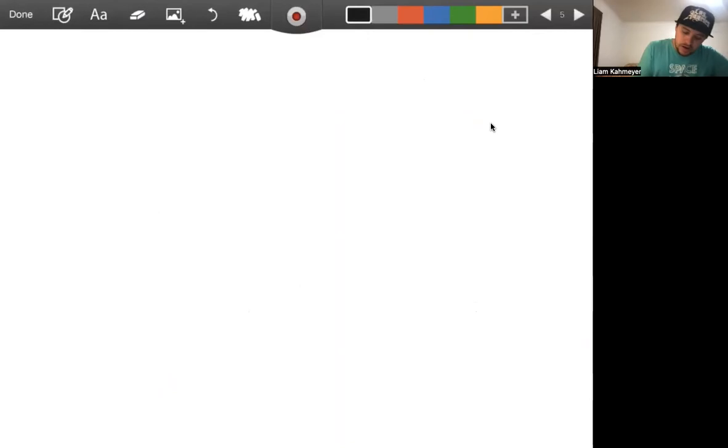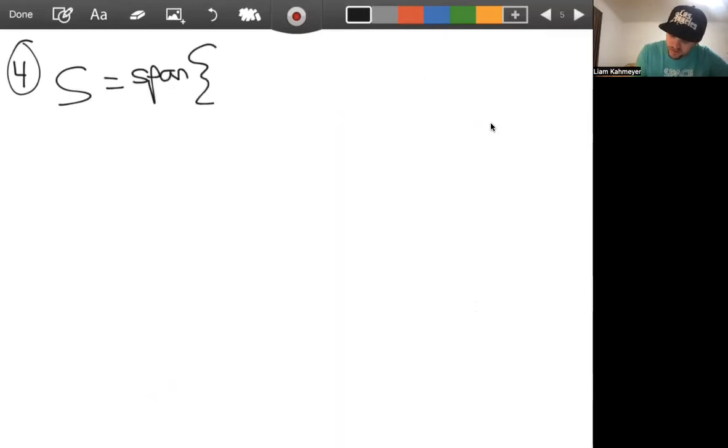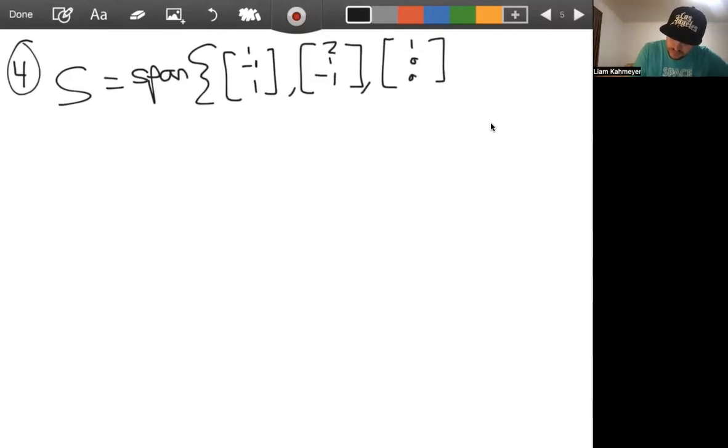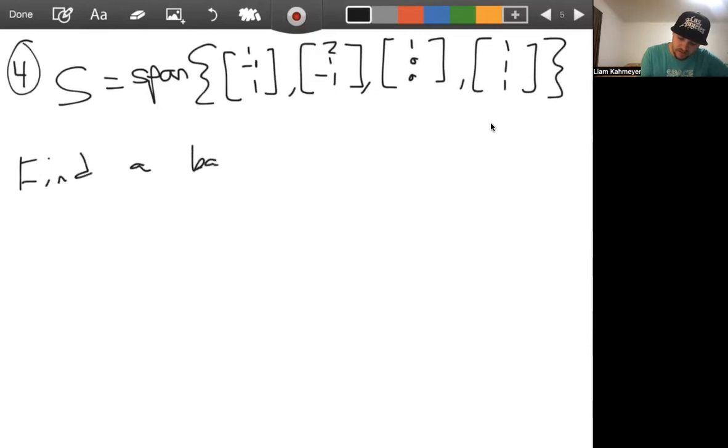Okay, let's look at the next one. Let's look at number 4. We have a set S, which is defined as a spanning set. This is the span of the vectors 1, -1, 1, 2, 1, -1, 1, 0, 0, 1, 1, 1. Okay, and it wants us to find a basis for S.